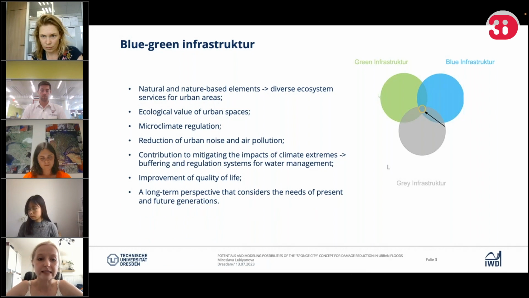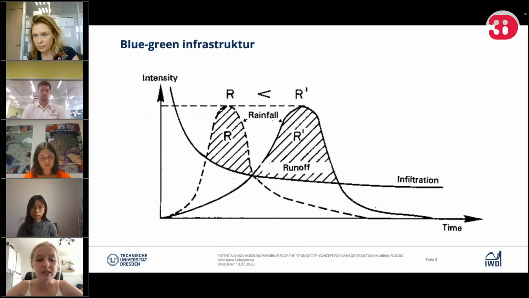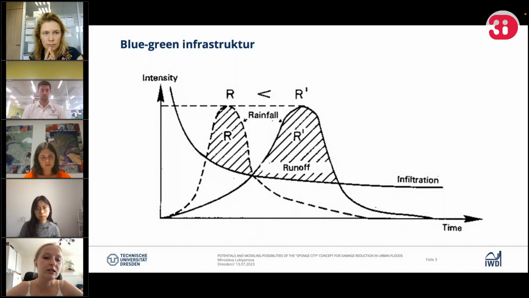And as well, it's a long-term perspective to solve our problems. On this graph, you can see how blue-green infrastructure compares to standard runoff. At the beginning of the rain, the intensity of the water could be much more than by standard runoff, but by the time infiltration shows up, it's more useful than the standard pipelines.